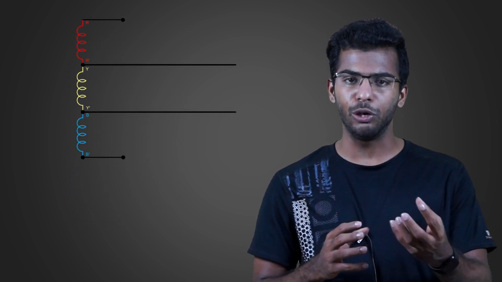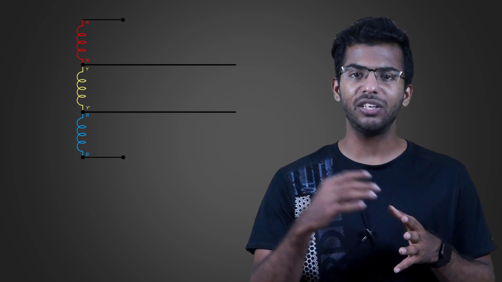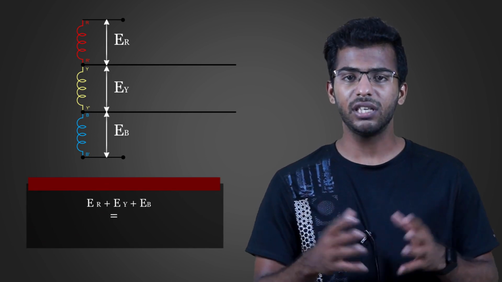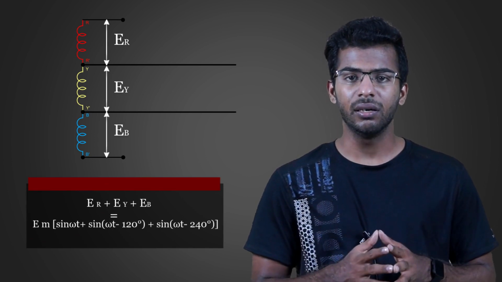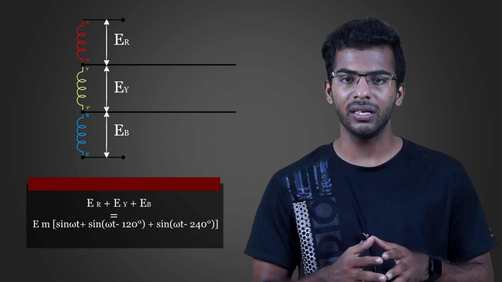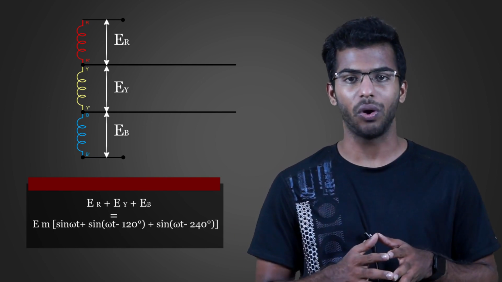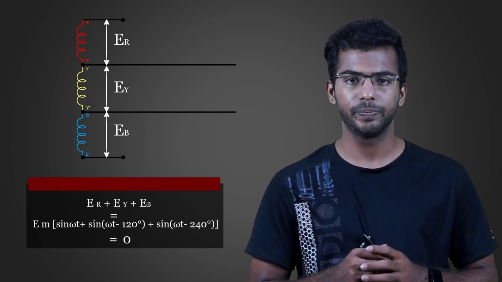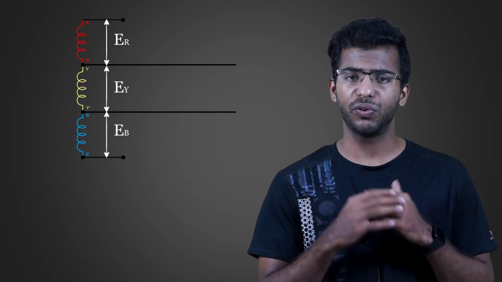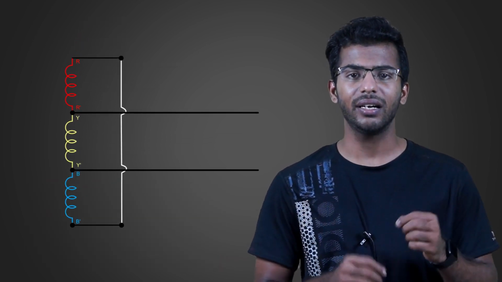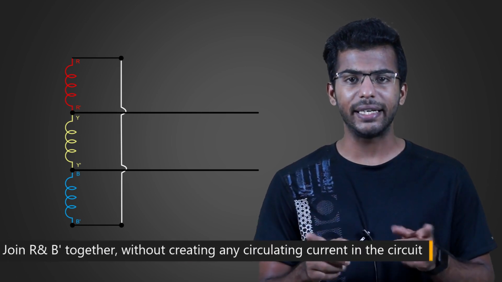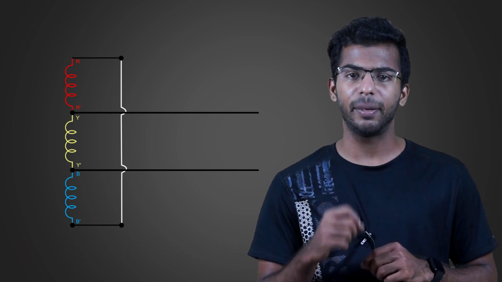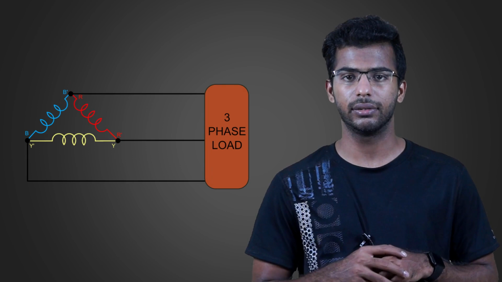The instantaneous value of the total EMF from B' to R is ER plus EY plus EB, which is equal to EM sin omega t plus sin omega t minus 120 plus sin omega t minus 240. On simplifying this equation, we get the value as 0. As this condition holds for every instant, we can join R and B' together without creating any circulating current in the circuit. This delta connection can be represented in a better way like this.